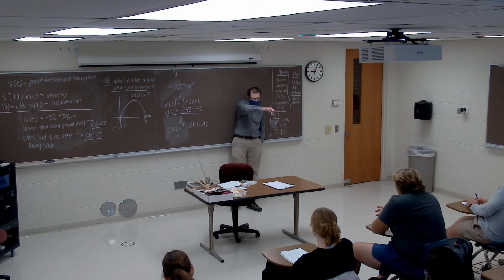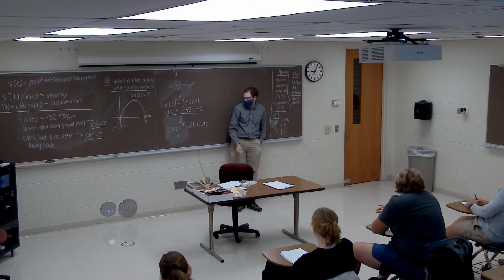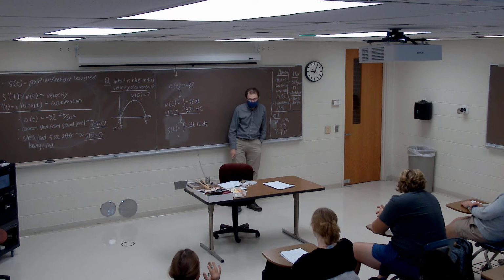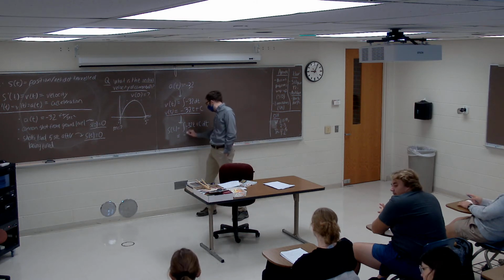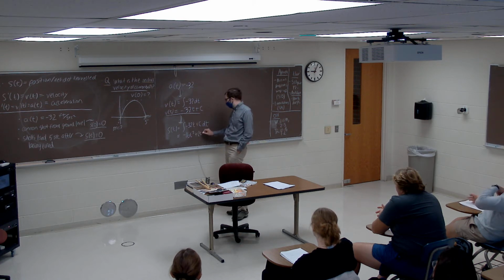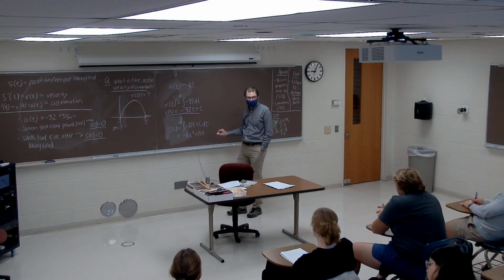And someone outside this front corner here, just if you can answer if you'd like, what are we going to get if we integrate negative 32t plus a constant c? Rachel? It would be negative 16t squared plus ct plus another c? You're right, but we're not there yet.